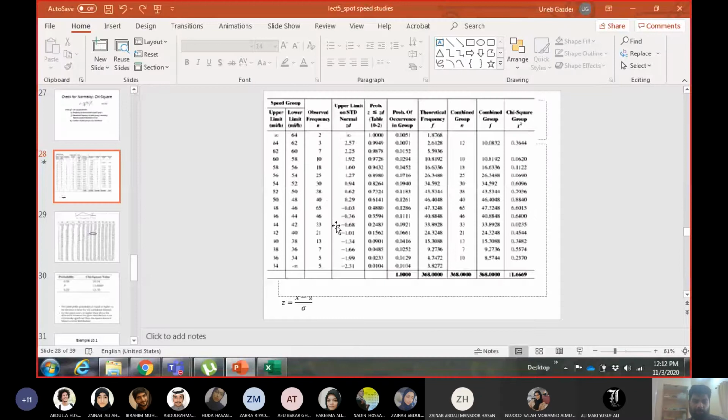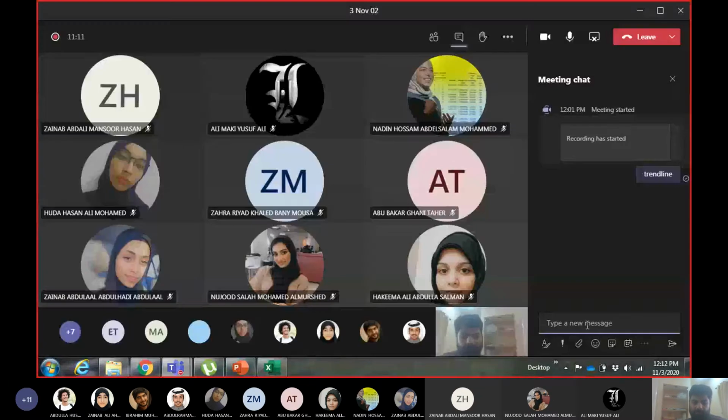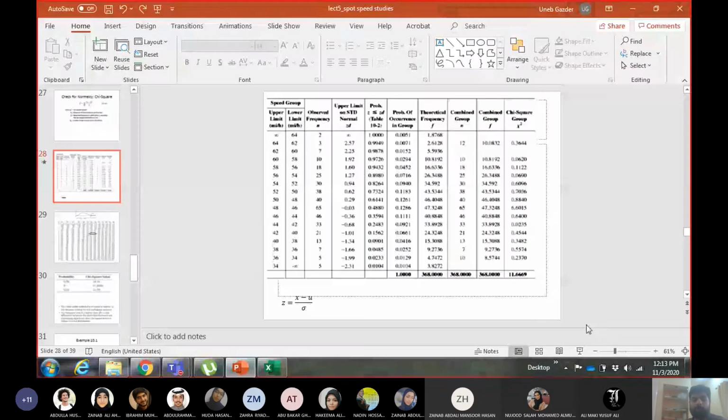So in order to convert 64 to the z value, 64 minus mean, so mean of this data was 48.2, we already calculated last week, divided by standard deviation, which is 6.14. That is the standard deviation again for the data set we already calculated. So if you calculate this value, it should come out to be 2.57. The value which is given here should come out to be 2.57.